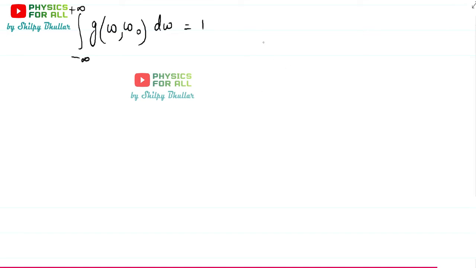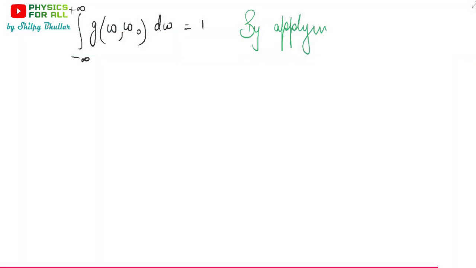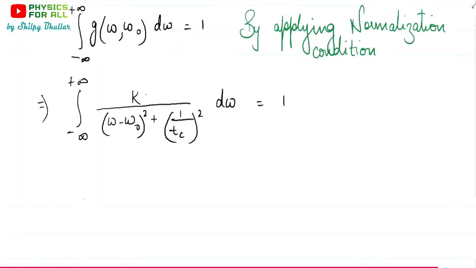So I can write here by applying the normalization condition. On substituting the value of g(omega, omega naught), which we have recently found, we get this. What we can do now further, we can take k, which is a constant, outside the integral, and we can also take LCM here.